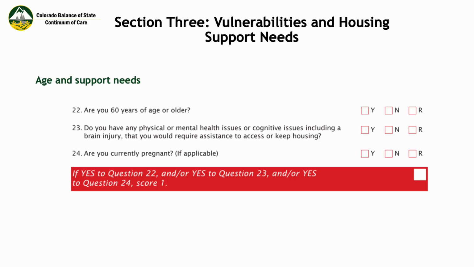Looking at the red scoring banner at the bottom, you'll notice the score is 1 if there's a yes response to any one of these questions. Now let's look at a scenario of how this might have been answered and what the score would be. You'll notice there's a no response to all 3 questions. Therefore, the score is 0.